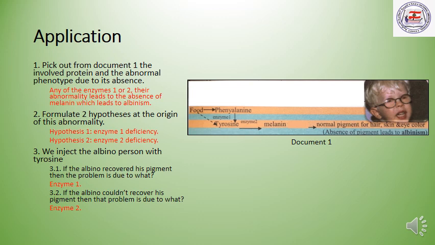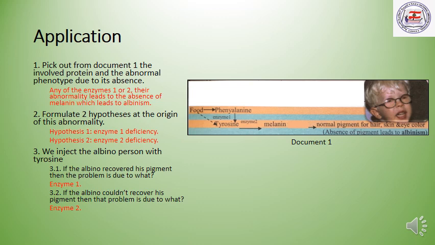3.2. If the albino couldn't recover his pigment, then the problem is due to what? In the case of the absence of melanin pigment, although tyrosine was injected, this would indicate that the problem is after tyrosine and not before tyrosine. After tyrosine, enzyme 2 is in action that is able to transform tyrosine into the melanin pigment.